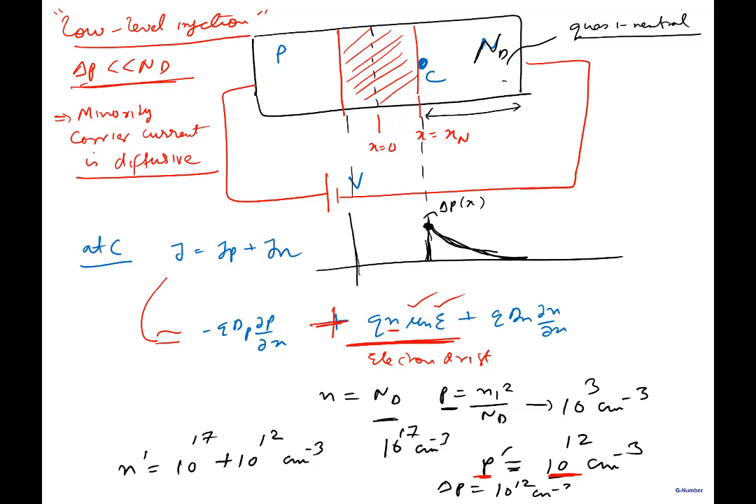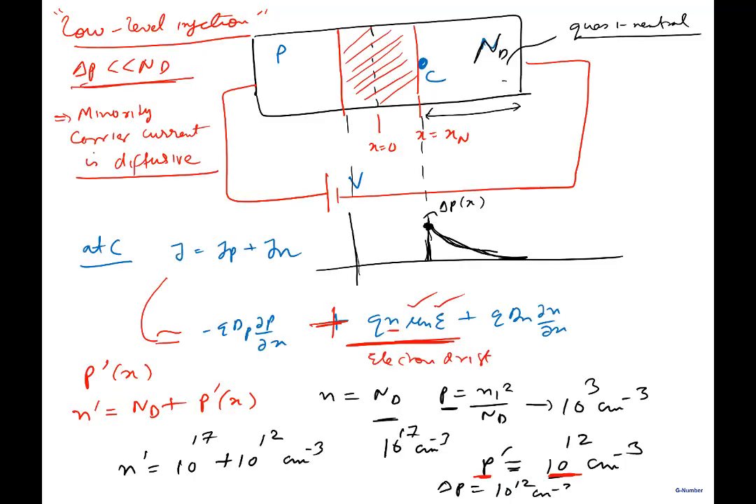Keep this here. So note that N dash. So you have P dash. Are you all seeing the following? Let's say whatever P dash I have in this region, P dash as a function of X. Are you all seeing that N dash will be equal to ND plus P dash X? Sort of quasi-neutral. Are you all seeing this?